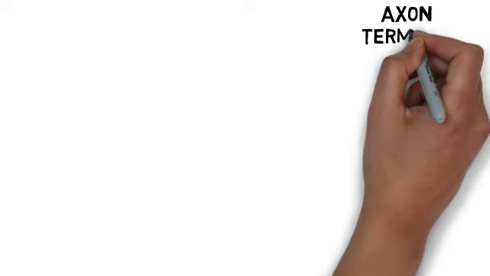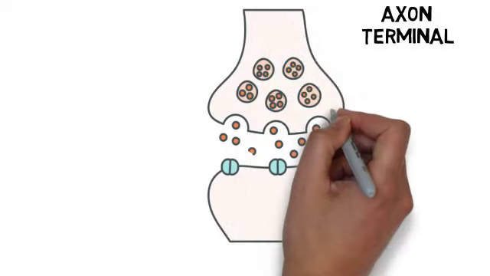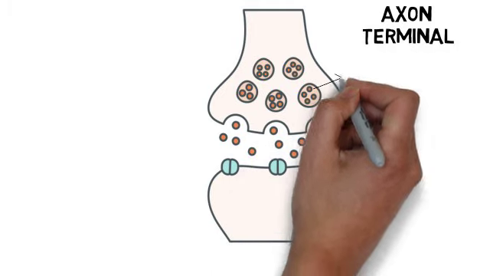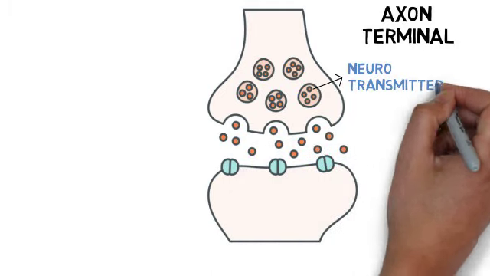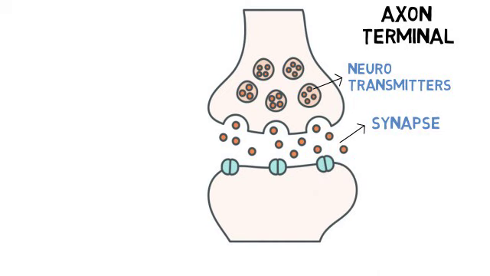When the action potential reaches the end of the axon, or the axon terminal, it triggers the release of chemicals called neurotransmitters. These neurotransmitters cross a tiny gap called the synapse to the next neuron, continuing the message. Neurotransmitters bind to receptors on the neighboring neuron, which can generate a new action potential. There are many different neurotransmitters, each with a specific role.